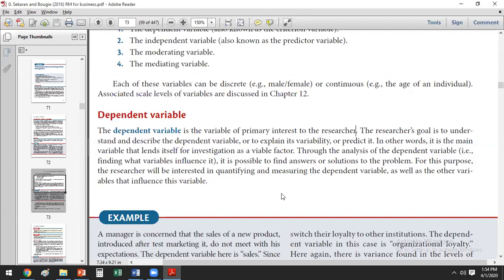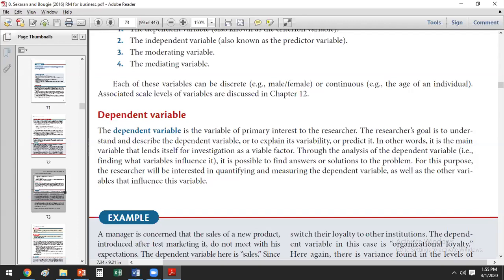We explain dependent variable. Operated, you can say. In other words, it is the main variable that lends itself to investigation as a viable factor. This is your main variable.